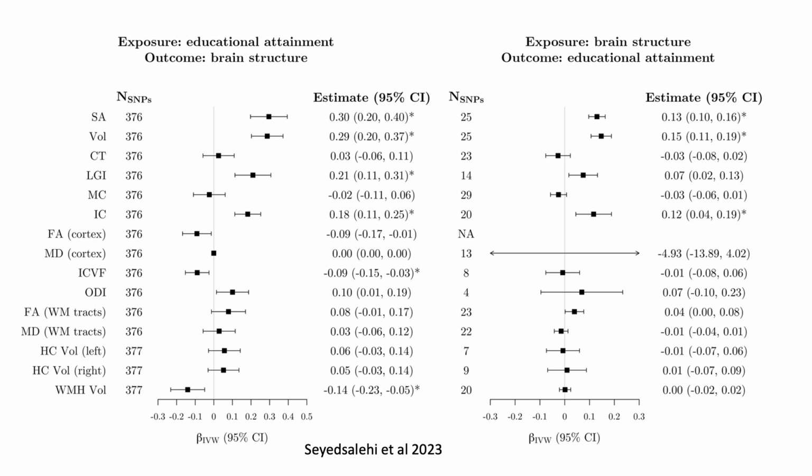So here we have educational attainment as the exposure and brain structure as an outcome. And we can see that educational attainment, so this line is no effect. Here in surface area and volume, it seems we have a causal relationship, a genetic association which we can infer as a causal relationship between educational attainment and greater brain surface area and brain volume.